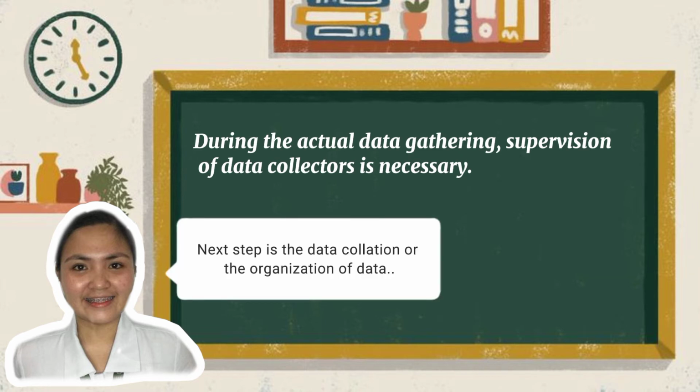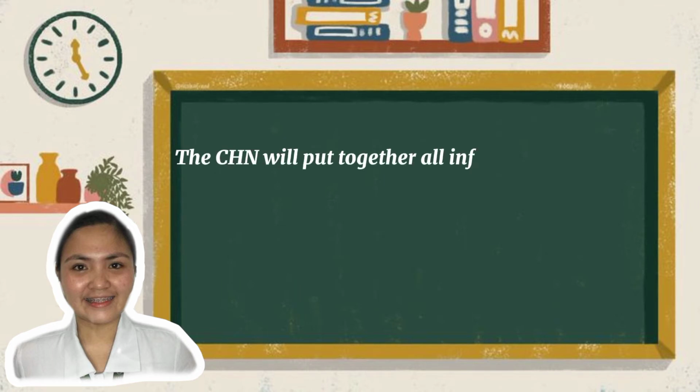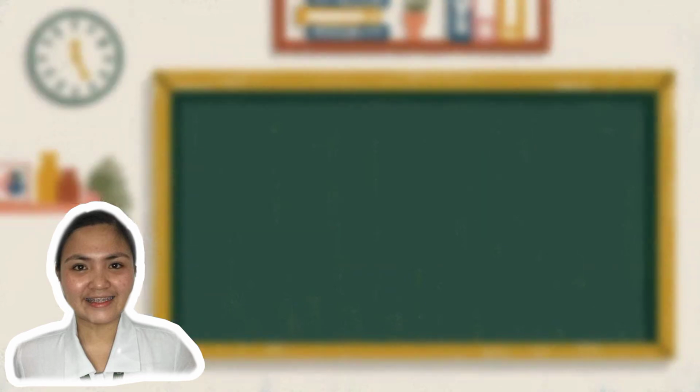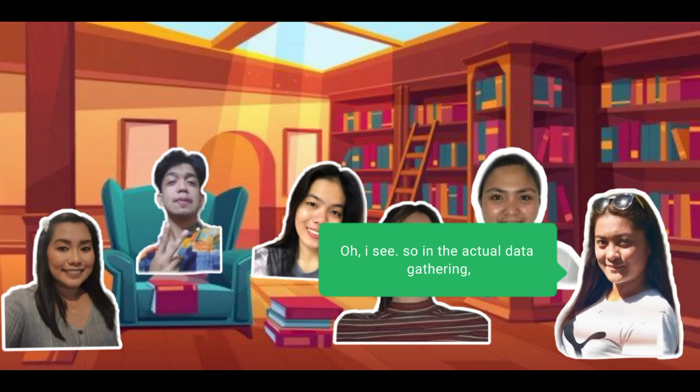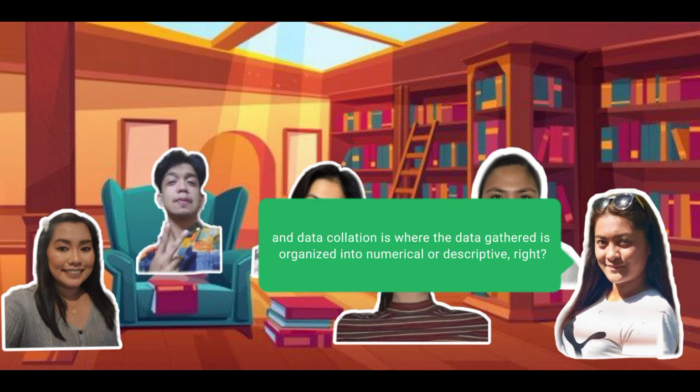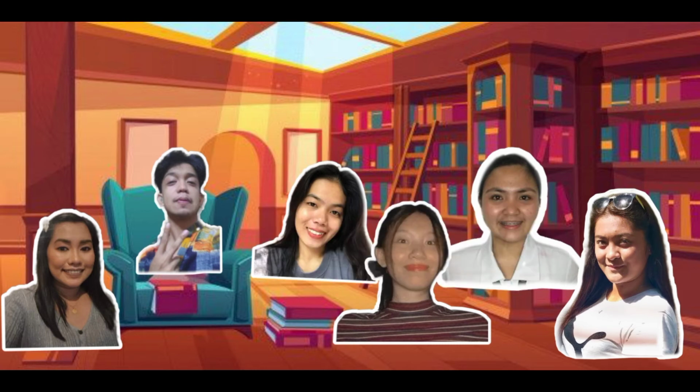Next step is the data collation or the organization of data. The community health nurse will put together all information gathered. There are two types of data that can be gathered. 1. Numerical data. 2. Descriptive data. Oh, I see. So in the actual data gathering, instruments such as survey questionnaires are utilized in order to obtain data about the communities. And data collation is where the data gathered is organized into numerical or descriptive, right?